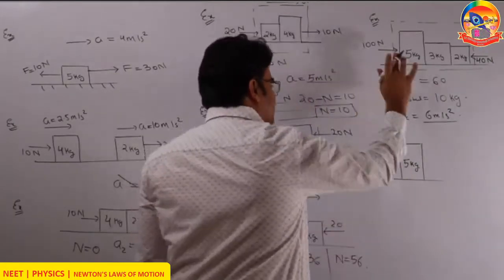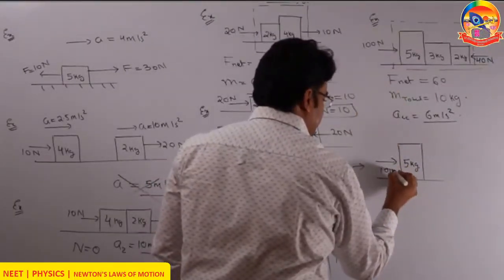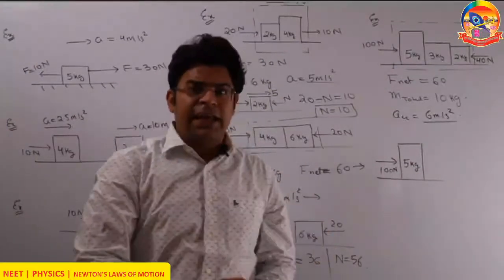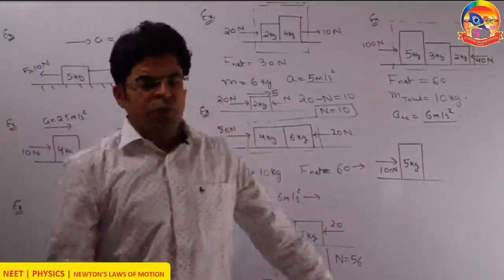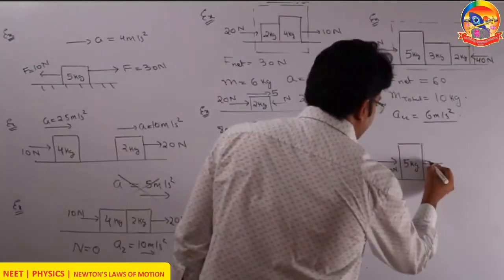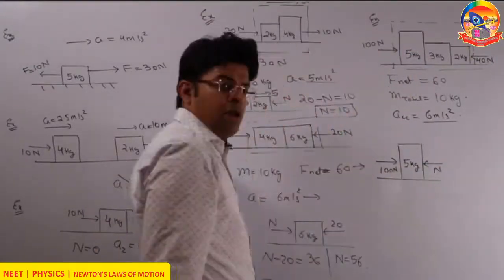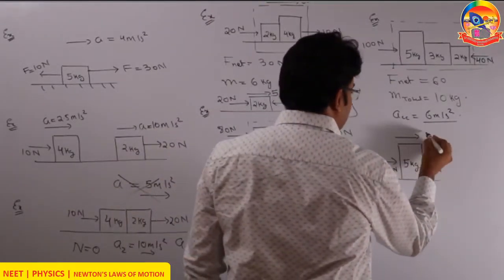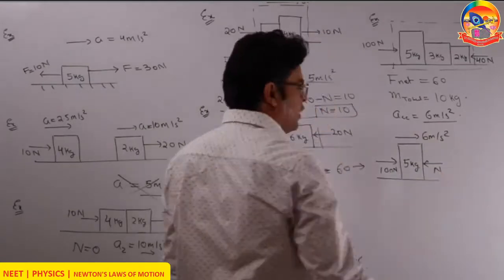On the 5 kg block, there is an external force of 100. Yes, the 5 kg block pushes the 3 kg block, so the 3 kg block pushes the 5 kg block. So the force by the 3 kg block on the 5 kg block has to be towards left. Let's call it N. Under the influence of these two forces, 100 and N, this 5 kg block has an acceleration of 6 meter per second square towards right.